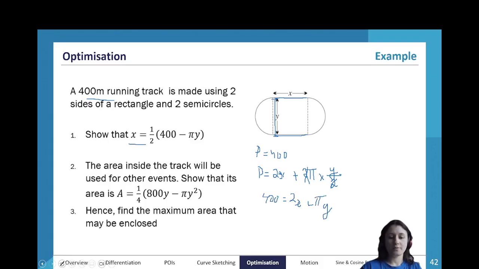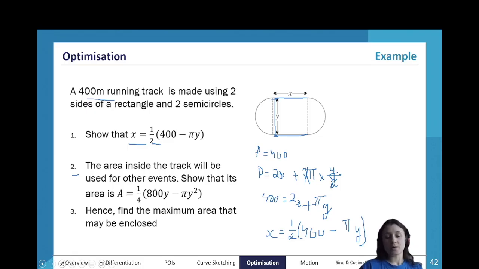Now for part 1, we need to isolate x, so I'm going to take x over to the other side. We're going to be left with 400 take pi y multiplied by a half. Alright. Now what we need to do, because that's what we were asked to prove, is get onto part 2. The area inside the track will be used for other events. Show that its area is equal to that certain value.